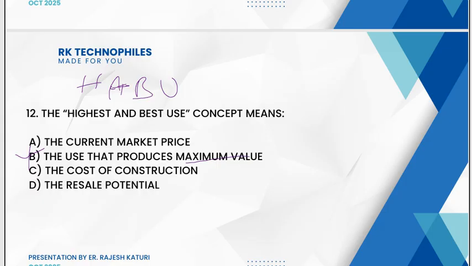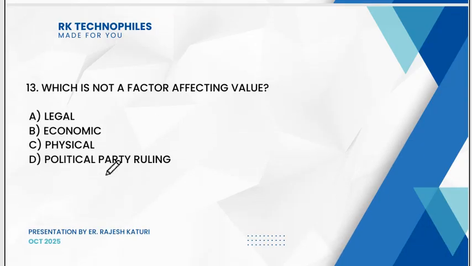Price is actually market price, by market value, not optimal usage. Construction market value may not be the highest value also sometimes. The construction cost, option C, is an expense, not a value generating potential. It's the actual cost. Resale potential means market focused. So again it may not be the highest value, which is not the factor affecting value.